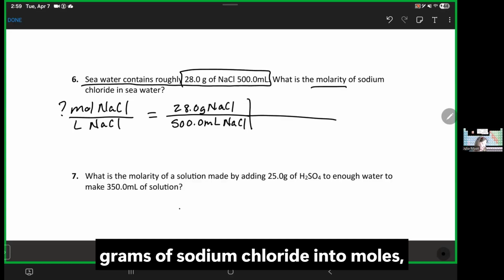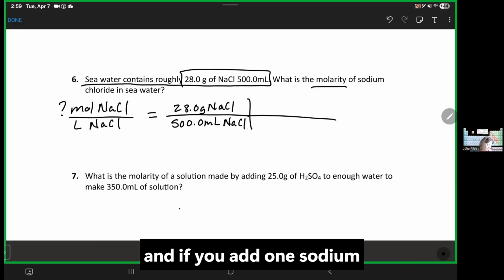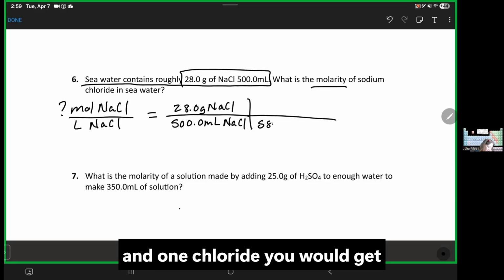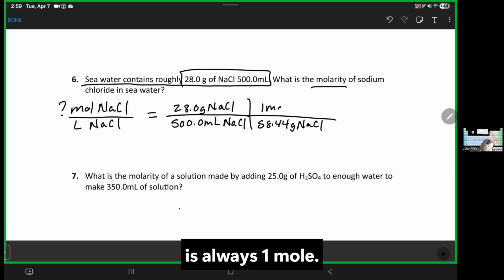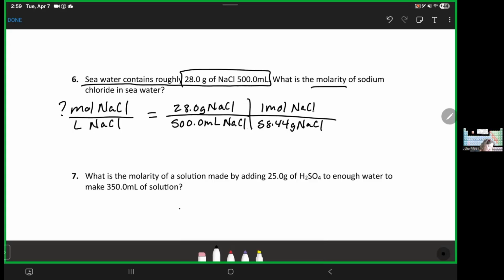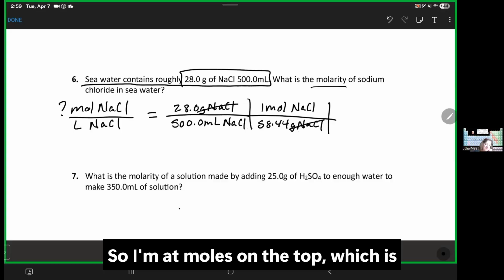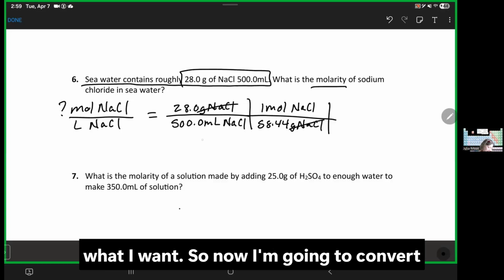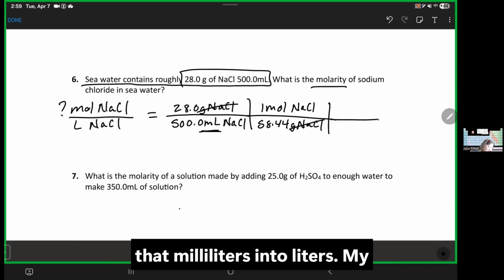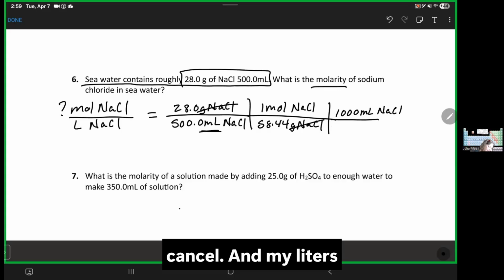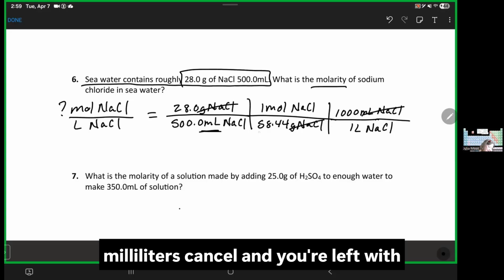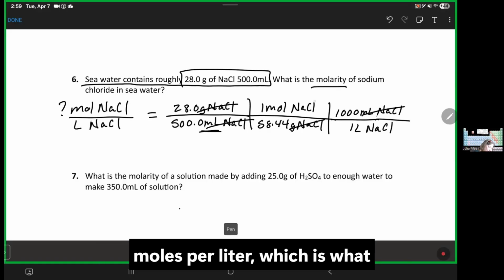So we need to convert our grams of sodium chloride into moles. And if you add 1 sodium and 1 chloride, you would get 58.44. So 58.44 grams, and periodic table is always 1 mole. So I'm at moles on the top, which is what I want. So now I'm going to convert that milliliters into liters. My milliliters on the top over here to cancel, and my liters on the bottom. Those milliliters cancel, and you're left with moles per liter, which is what you're looking for.